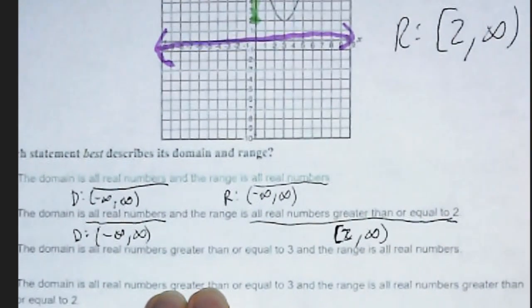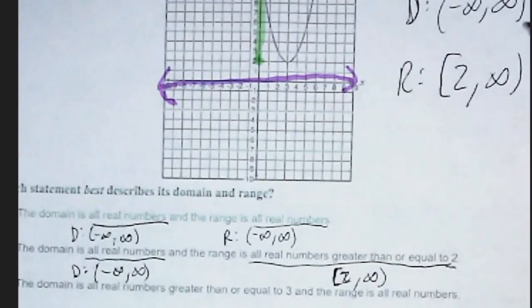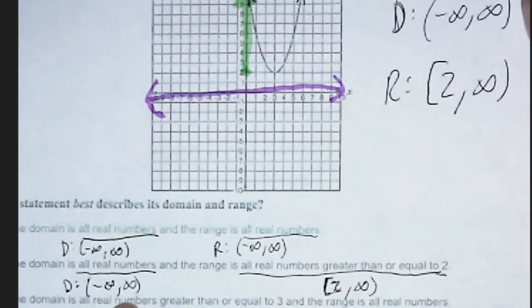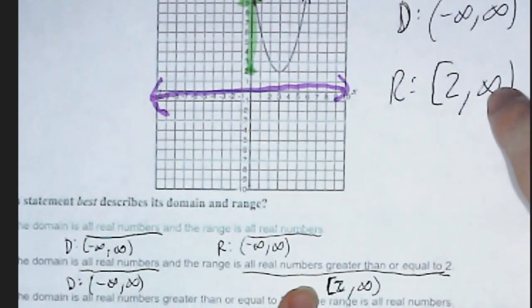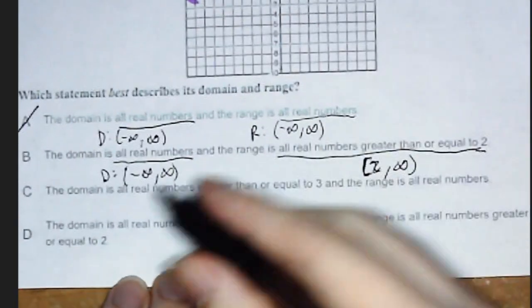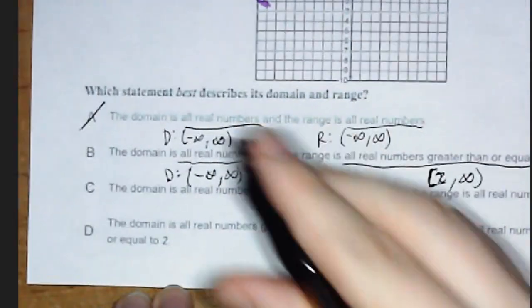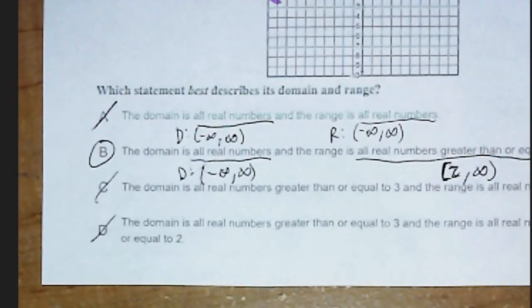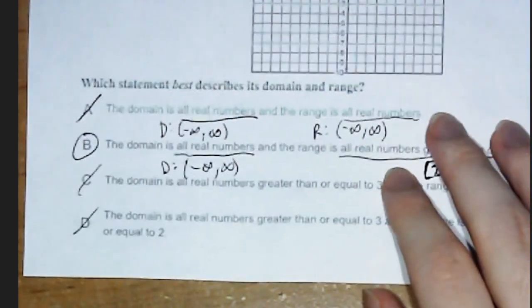Oh, look at that. We got a matching domain and a matching range. Now you can go through these last two and you'll find that they're wrong. This is in fact the correct answer, B.